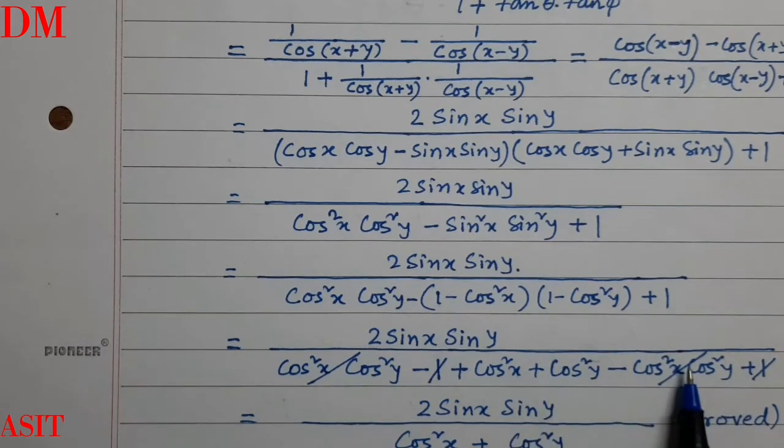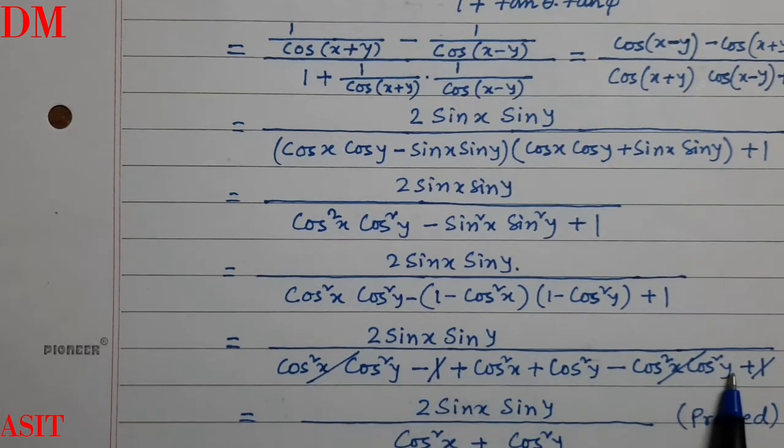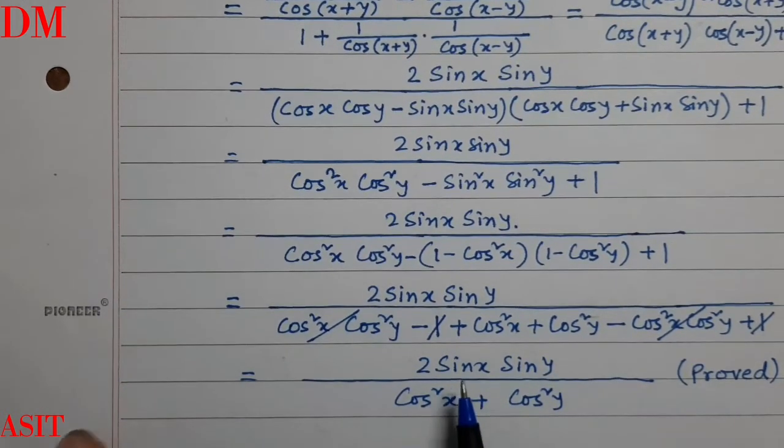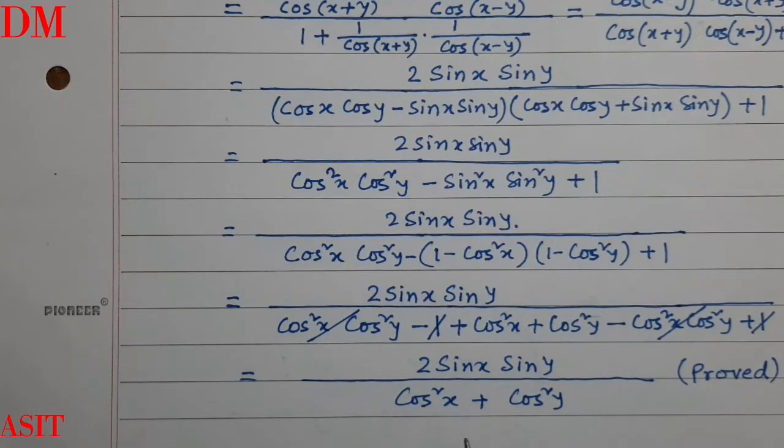Now here we can see that these four terms will cancel out. So therefore we get 2 sin x sin y by cos square x plus cos square y. Hence proved.